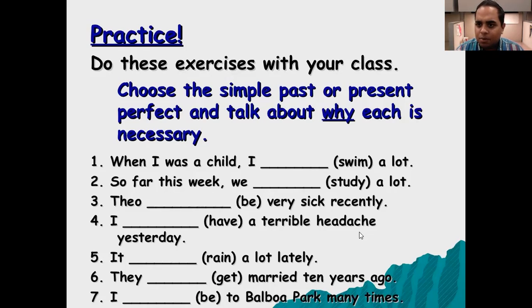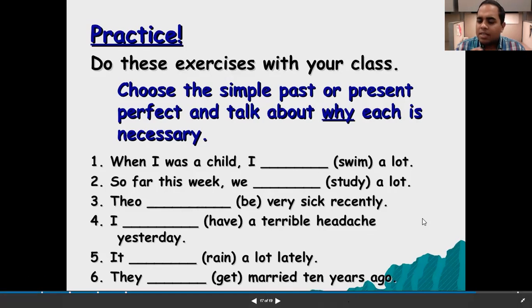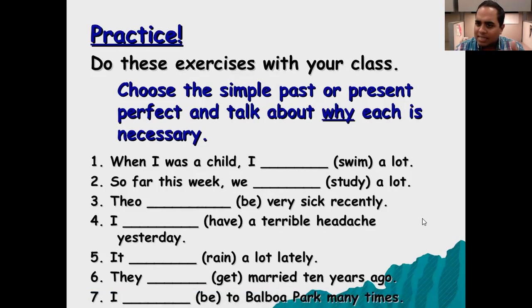Number 7, is it simple past or present perfect? Number 7 is present perfect because it says many times. The event is not complete. When the sentence says many times, the event is still continuous. So we say, I have been to Balboa Park many times. Number 7 is present perfect, not simple past, because the event is not complete.